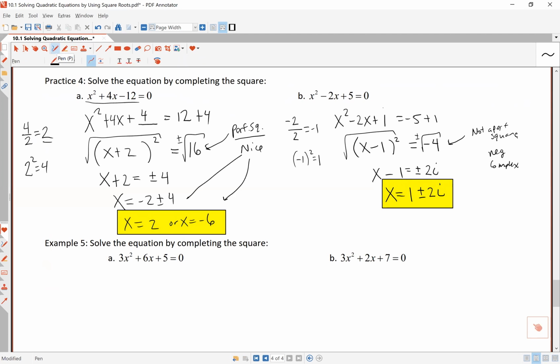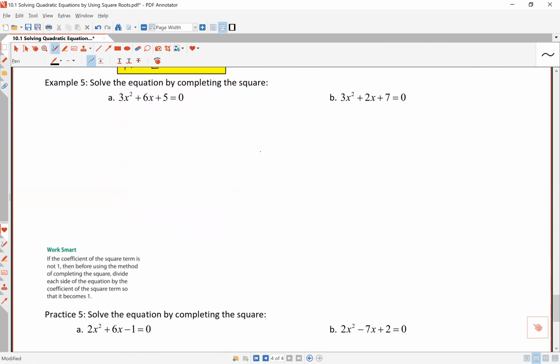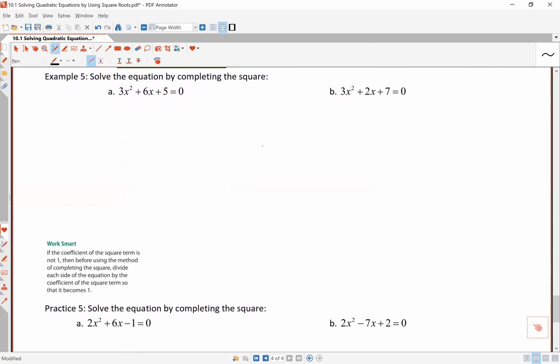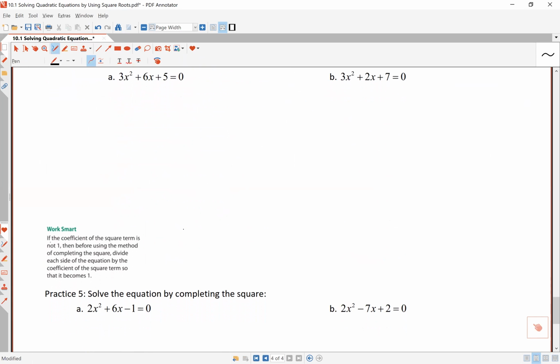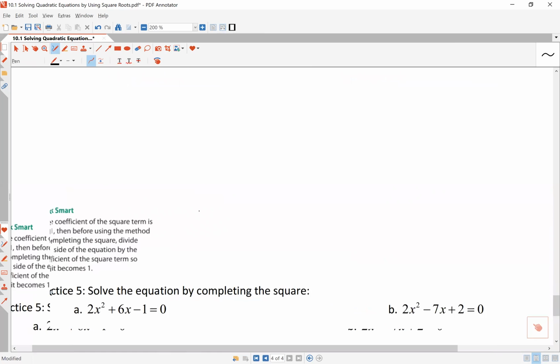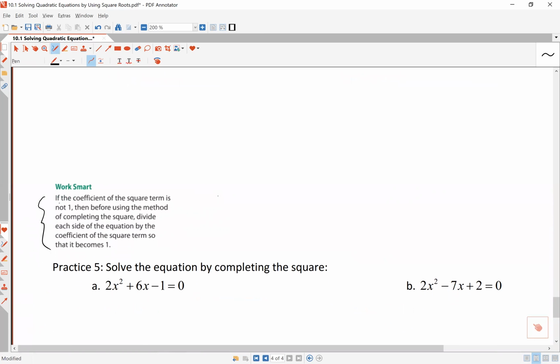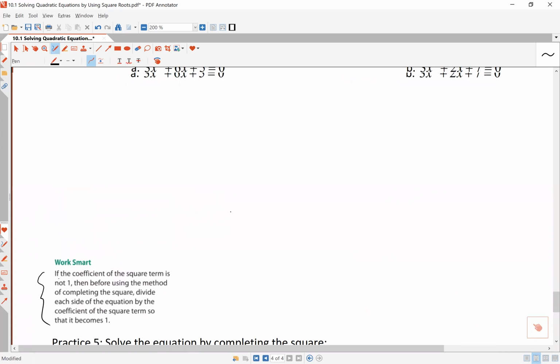So the problems we've just done had a 1 in front of the x squared. In example 5, we don't have 1s in front of the x squared. So if the coefficient of the square term is not 1, then before using the method of completing the square, divide each side of the equation by the coefficient of the square term so that it becomes 1.